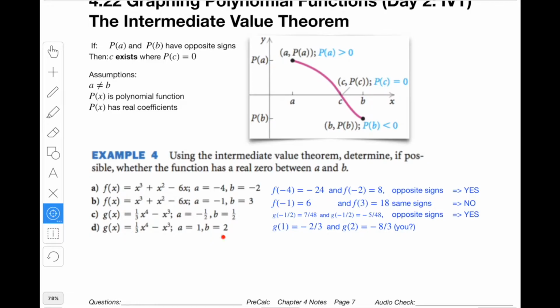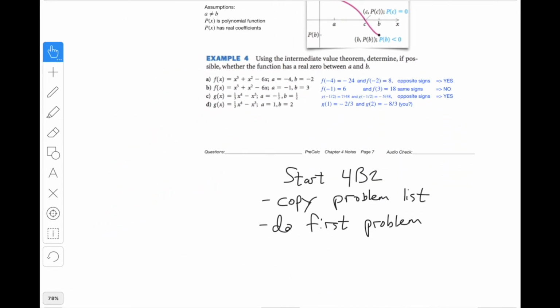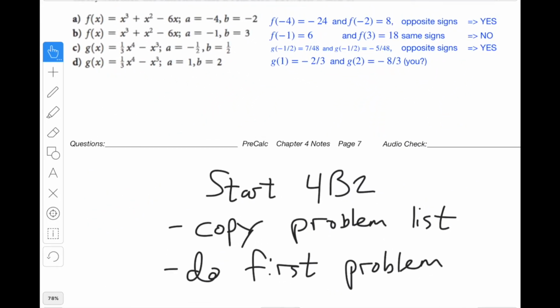I want you to do D, given that g of 1 is equal to negative 2/3 and g of 2 is equal to negative 8/3. Can you guarantee a c value? I want you to find out, and then after you finish that, start 4b2. I want you to copy the problem list and do the first problem, and I'll see you in class.